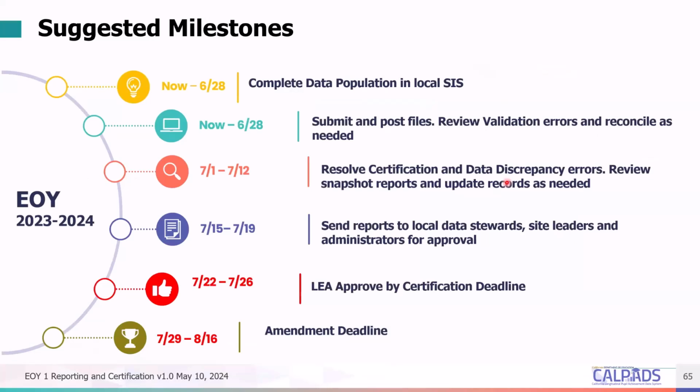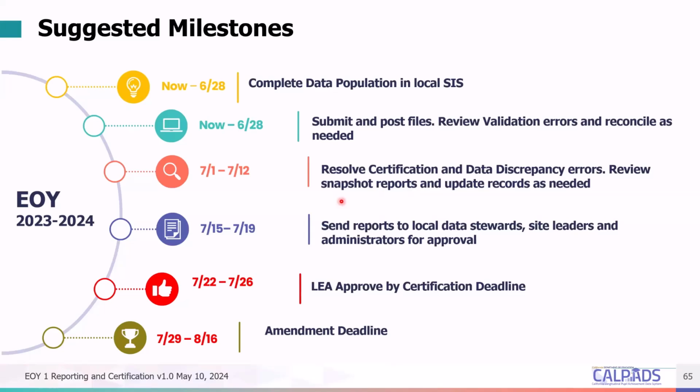All right, so suggested milestones. I guess if you've already attended end of year 3 and end of year 4, you already know this. However, we just want to continue to remind you, you need to be LEA approved by July 26. Okay? If you are proactive and have started submitting data already to CalPADS, then you're on time in making that July 26.